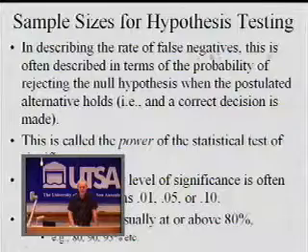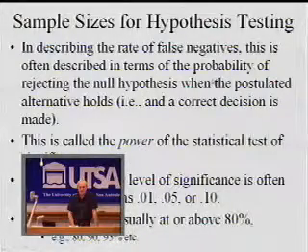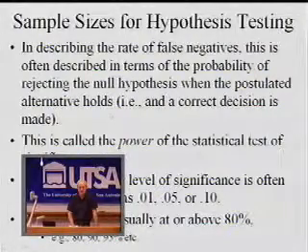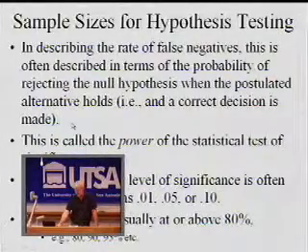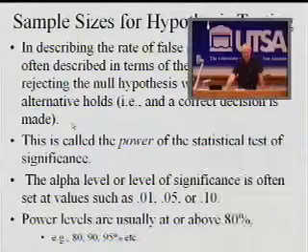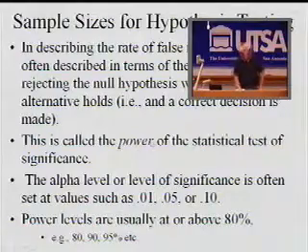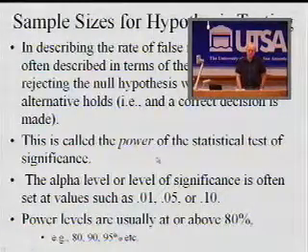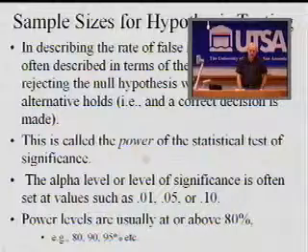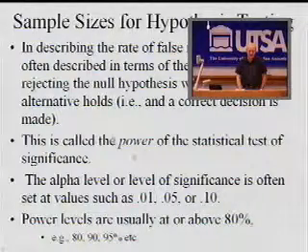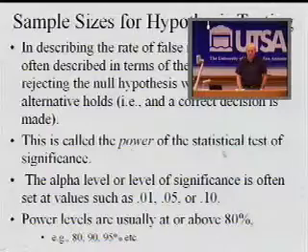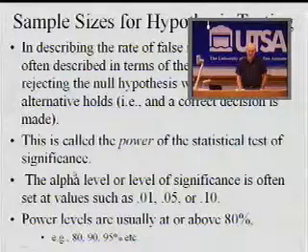So in describing the rate of false negatives, it's often described in terms of the probability of rejecting the null hypothesis when the postulated alternative holds and a correct decision is made. So this is a definition of the power of the statistical test of significance. And I realize we're saying things over and over again, but it's progressing toward establishing definitions. So the type 2 error is beta, which is related to the power of the statistical test of significance.